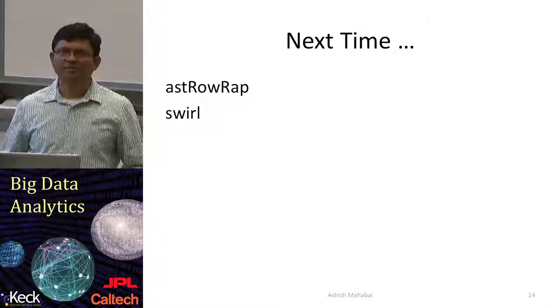So we'll be looking at something called AstroWrap, where we use specific data sets from astronomy and attach specific plot methods to it, and Swirl, which is another simple way of learning R for beginners. So we'll see more of that next time.